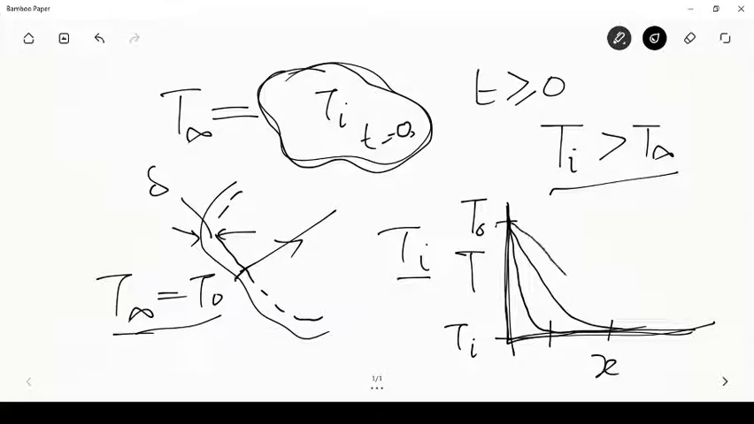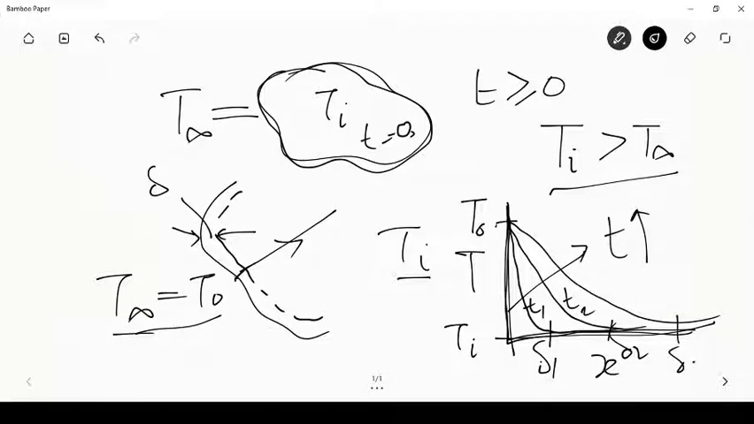So if I go at different times, as time increases, the profiles will go deeper and deeper. So this thickness, which I call delta, I call delta 1 at time T1, this I call delta 2 at time T2, this I call delta 3 at time T3. As time increases, the delta goes on increasing, right?